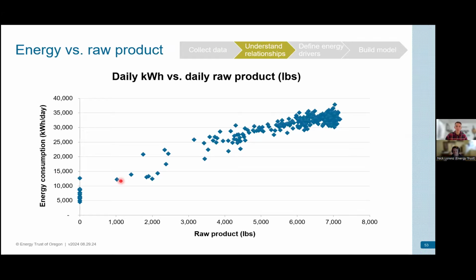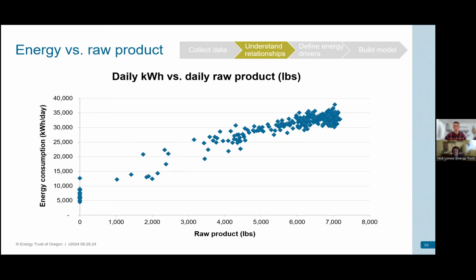One of the initial observations we might make about this data set is that most of their energy using days are above about 25,000 kilowatt hours a day. That's all the data points above this line. They also do have some that are lower than that. They've got this clump down here where they're not going through any raw product. And they have this clump where they're going through some raw product, but it's not quite that much.